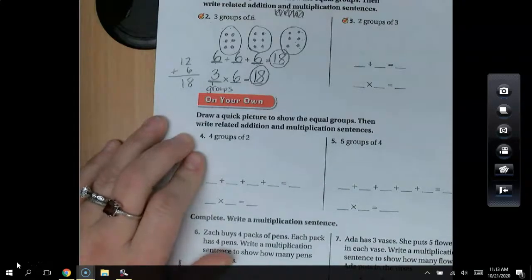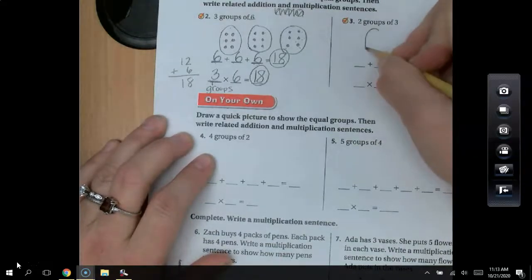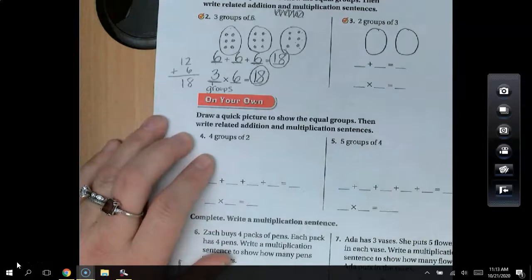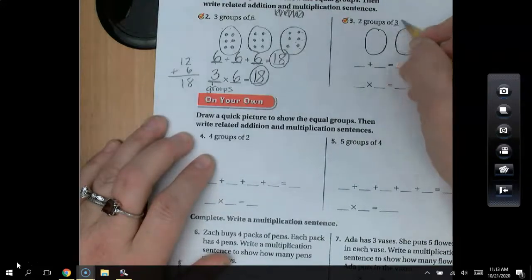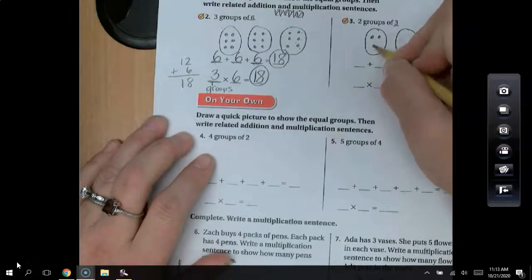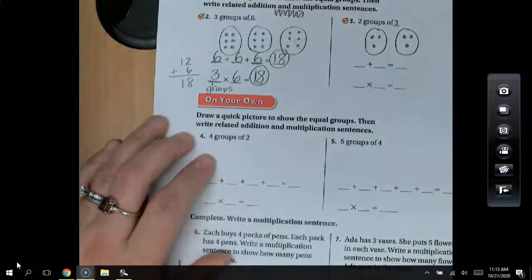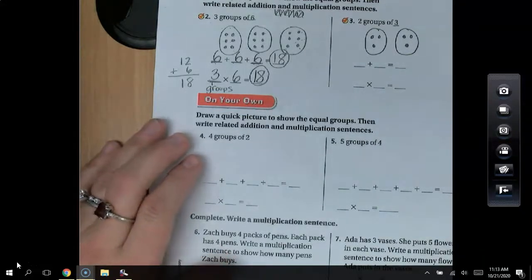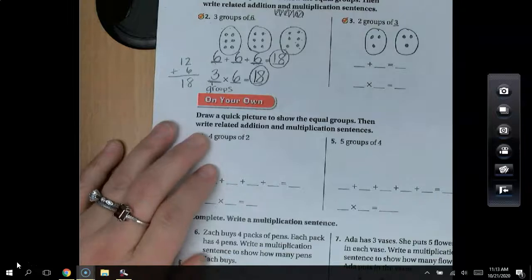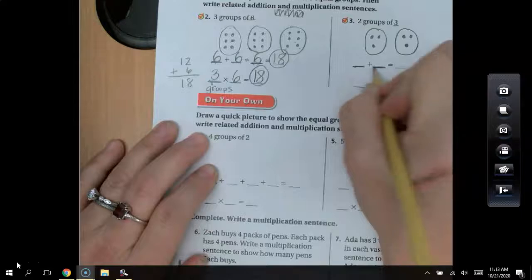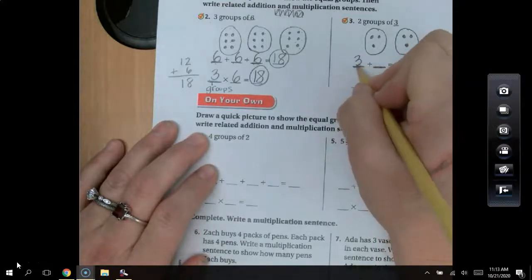Let's look at number 3. We have 2 groups of 3. So go ahead, draw your 2 groups. 1 group, 2 groups. And how many are in each one? You guessed it, 3. 1, 2, 3. 1, 2, 3. Okay. Now let's write our addition sentence that matches our picture. We have 2 groups, 1 group, 2 groups, and I have 3 in each group.